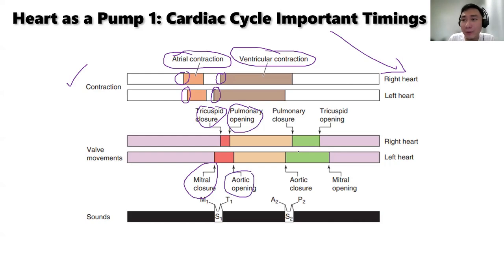It's because konti lang naman yung pressure sa pulmonary circulation. In comparison to your systemic circulation, mataas yung mean arterial pressure doon, di ba? So mas kailangan yan ng more force to be able to open the aortic valve. Di ba? Pero yung pulmonary, konti lang yung resistance doon, you can easily open the pulmonary valve. Okay, so mauna mag-open. So again, mauna mag-close ang mitral sa tricuspid because the left ventricle contracts first. Mauna mag-open ang pulmonary valve kasi konti lang yung kailangan niyang i-overcome na resistance.